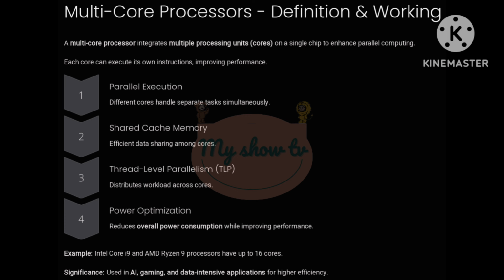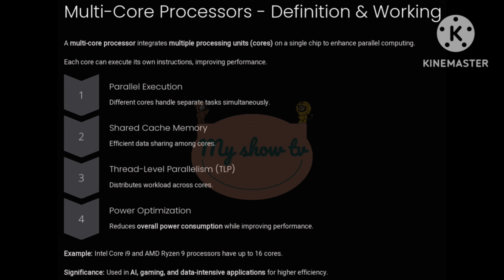Slide 3. Multi-core processors definition and working. With increasing computing demands, traditional single-core processors became a bottleneck. Multi-core processors were introduced to divide processing tasks across multiple cores, improving performance and efficiency. Each core in a multi-core processor can independently execute instructions, allowing for parallel task execution.